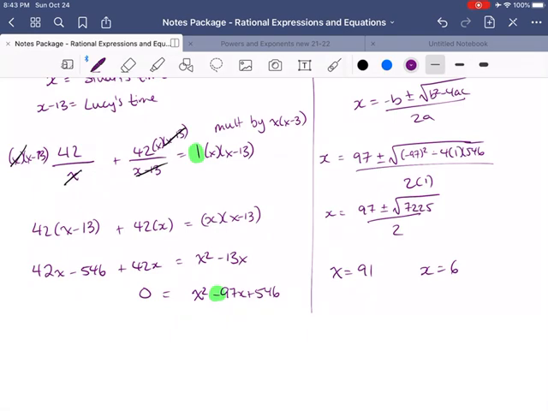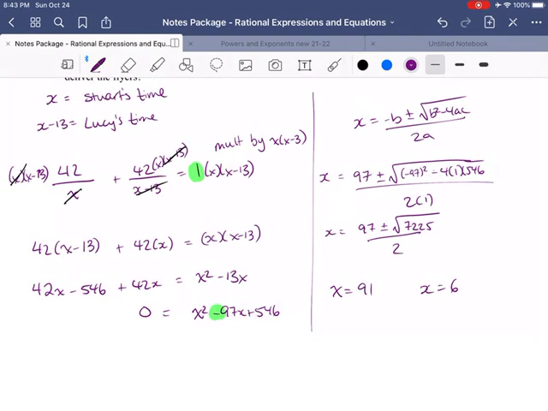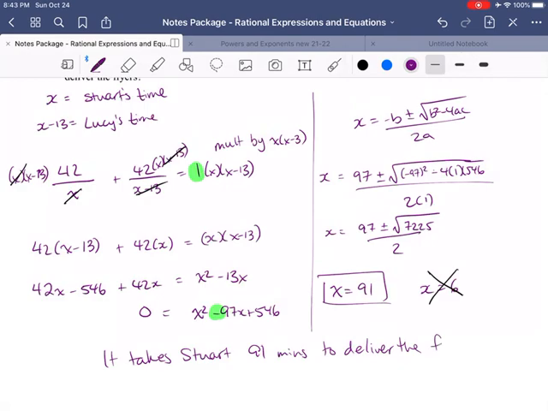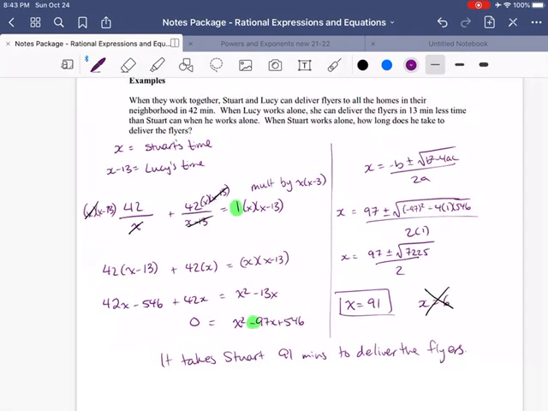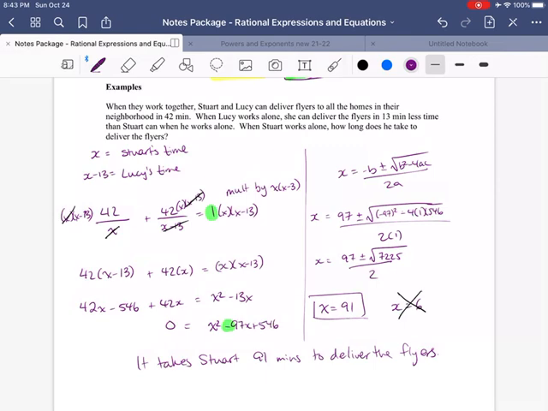One of these answers makes sense and one of them really doesn't. Does it make sense that it would take Stuart 6 minutes and Lucy negative 7 minutes? No. So that is not possible. So you're ending up with one solution. It takes Stuart 91 minutes to deliver the flyers, and Lucy would be 91 minus 13.